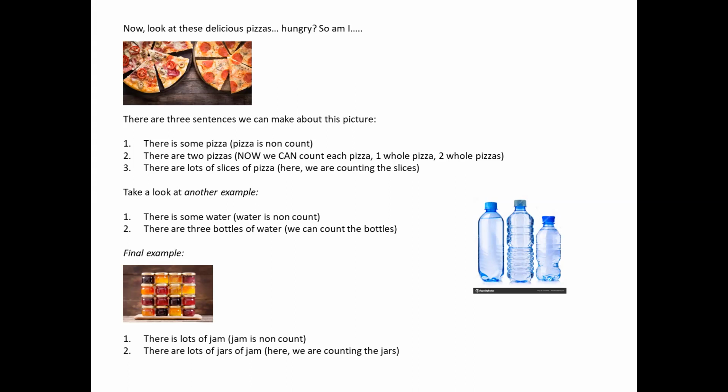One final example, which is jam. Number 1, there is lots of jam. The jam is non-count. But we can count the jars, so we can change it to count. There are lots of jars of jam. So here we are counting the jars.